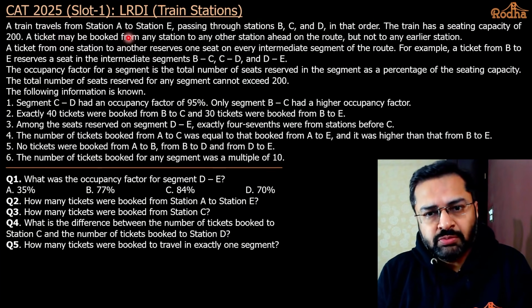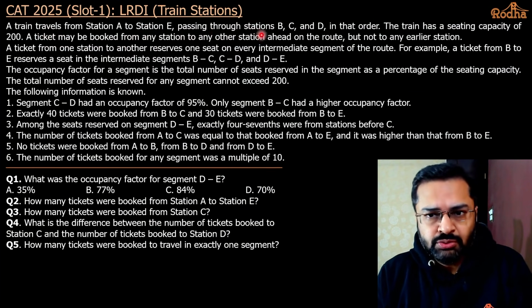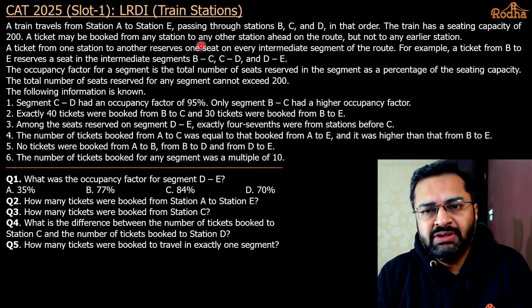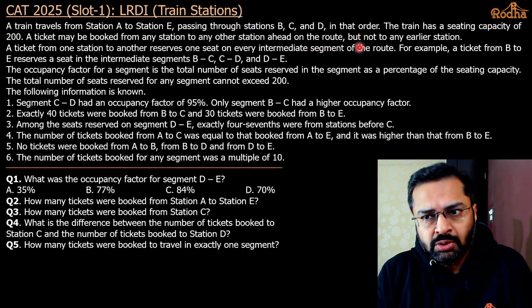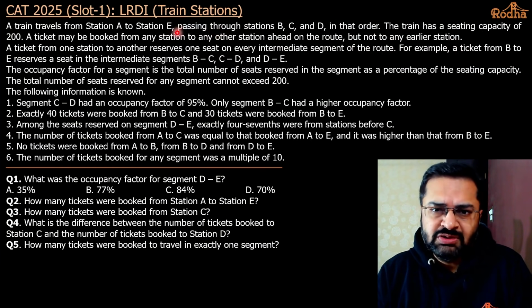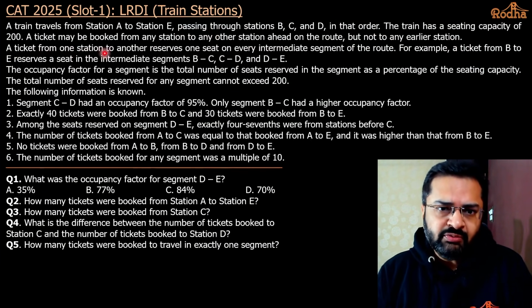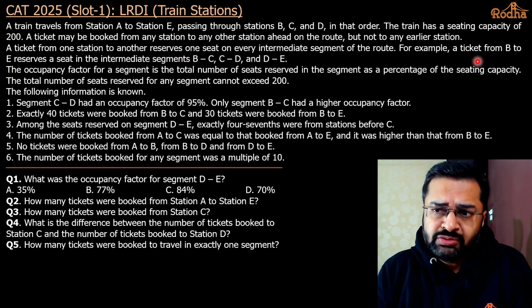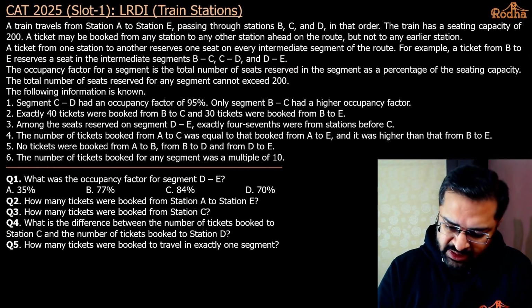A train travels from station A to station E, passing through stations B, C, D, E. The train has a seating capacity of 200. A ticket may be booked from any station to any other station ahead on the route, but not to any earlier station. All of this is obvious and self-explanatory. A ticket from one station to another reserves one seat on every intermediate segment of the route. For example, a ticket from B to E reserves a seat in the intermediate segments B-C, C-D, D-E. So it is like that.